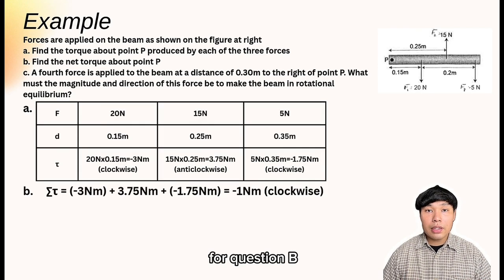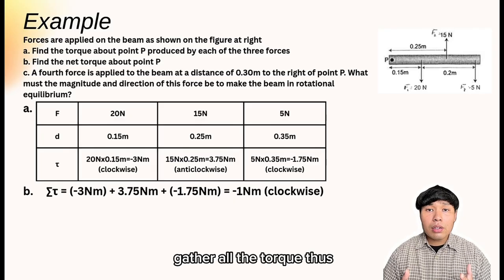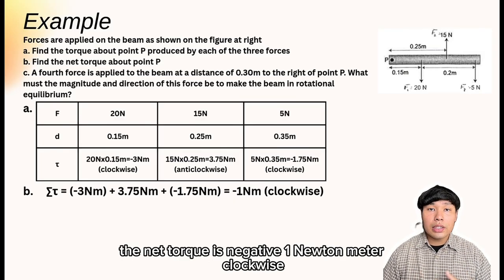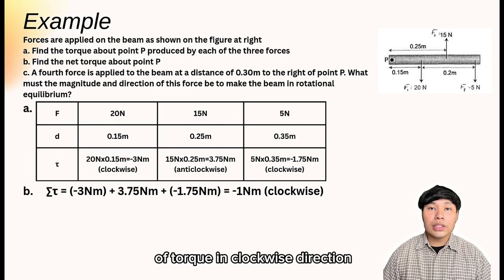For question B, the net torque is the summation of all torques exerted. Gather all the torques, thus the net torque is negative 1 newton meter, clockwise. This means that the beam is rotated by about 1 newton meter of torque in the clockwise direction.